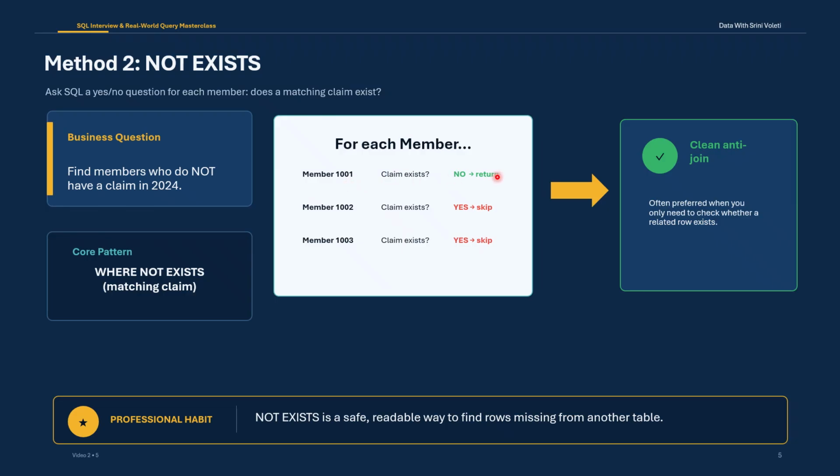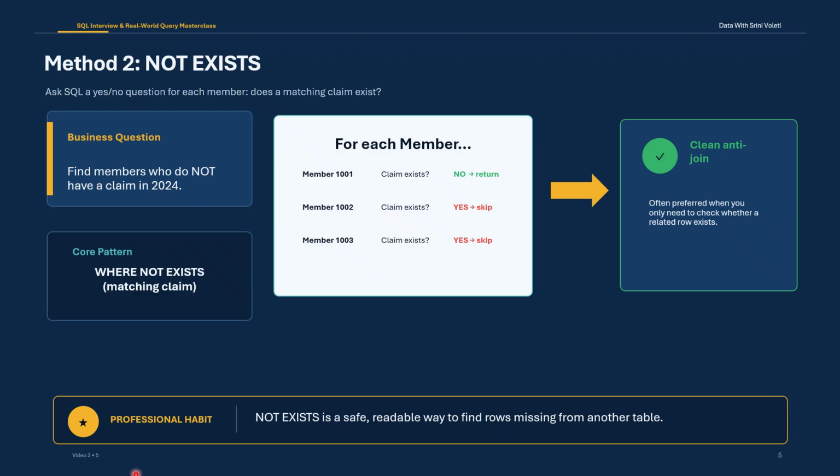The subquery can use select one because SQL is not returning the value, it is only checking whether a row exists or not. Many experienced SQL developers prefer this pattern because the intent is explicit. Return the population row when no matching activity row exists. The professional habit is to use not exists when the business question is fundamentally an existence check.